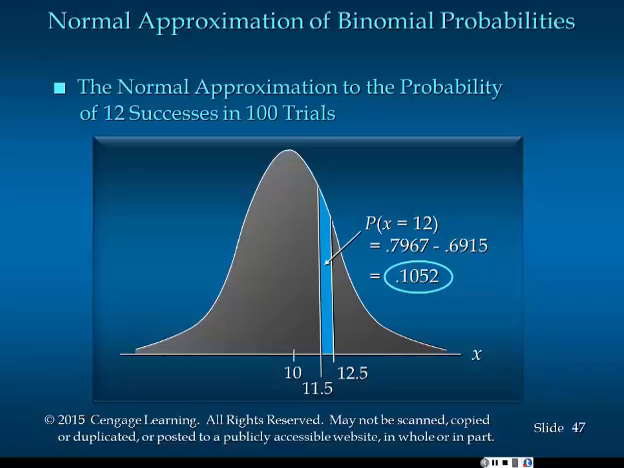Now, you could go ahead and check this in the computer. Don't do it by hand. But in a computer, you can go ahead and put in 100 trials. You can go ahead and put in that you have 12 errors and find the exact probability. It will do that for you. You can see how close we are.